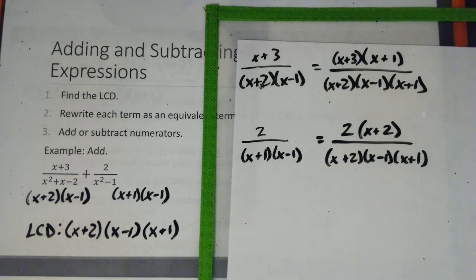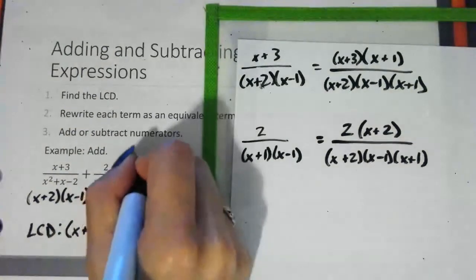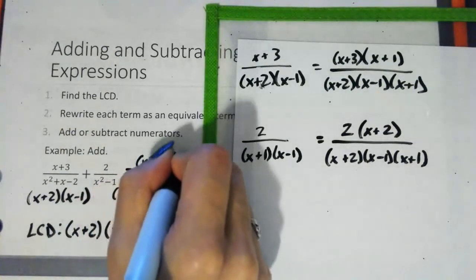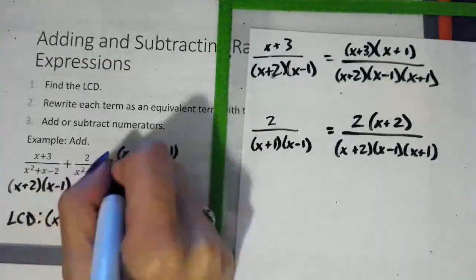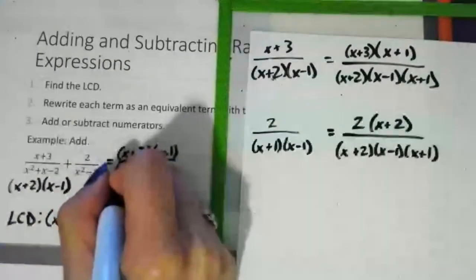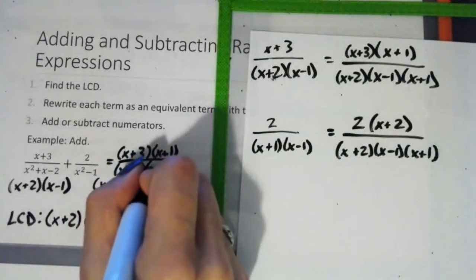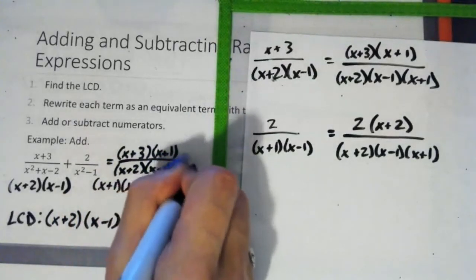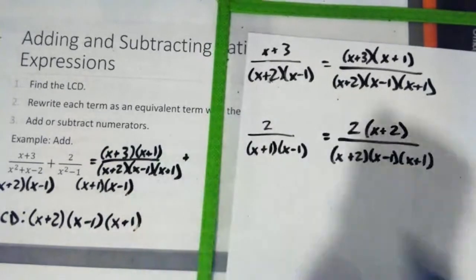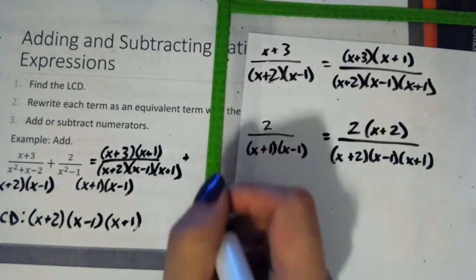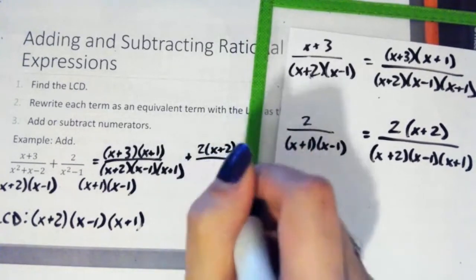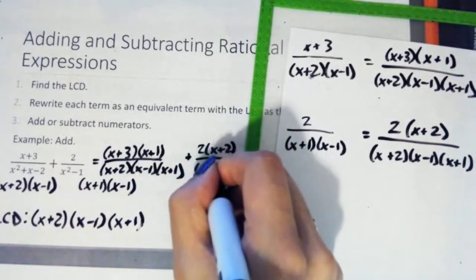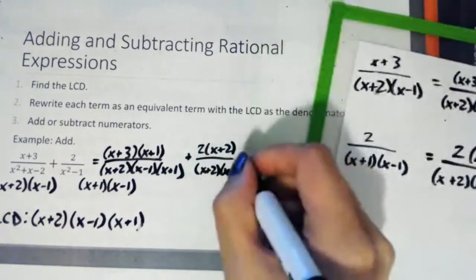So if I want to rewrite this addition, I'm looking at (x plus 3) times (x plus 1) over that common denominator of (x plus 2)(x minus 1)(x plus 1), plus 2 times (x plus 2) over that common denominator, (x plus 2)(x minus 1)(x plus 1).